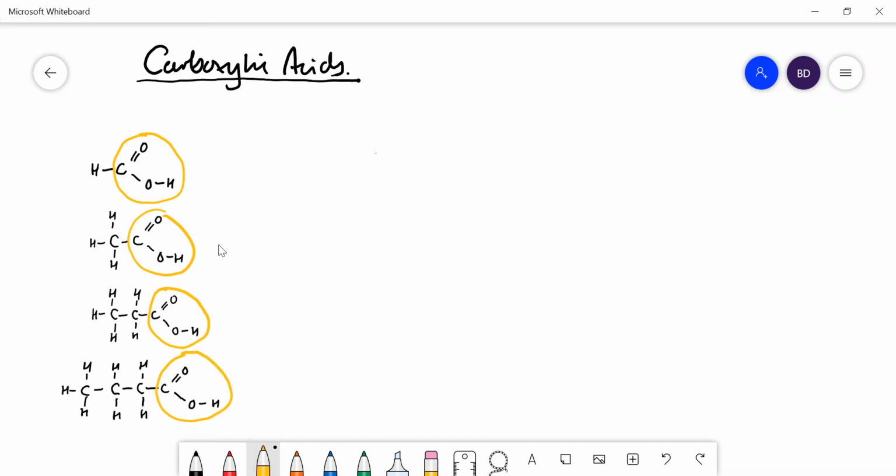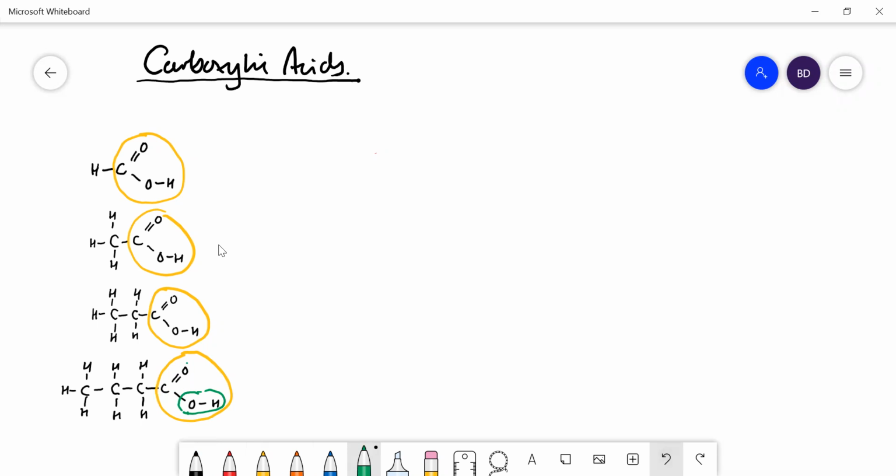And you may think, oh well, alcohols also have an OH group, which they do. So why aren't these alcohols? Well, the OH group's behavior is modified quite a lot by having this carbon oxygen double bond next to it, sufficiently so that they are pretty different to the alcohols and they're their own group.